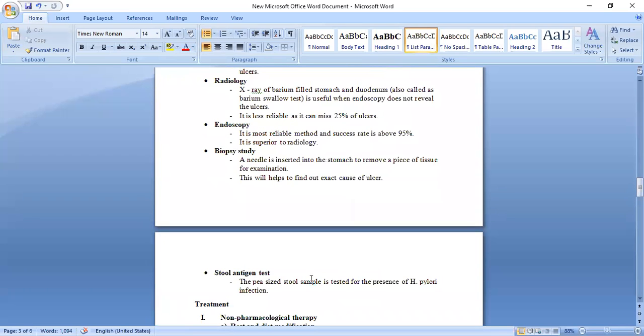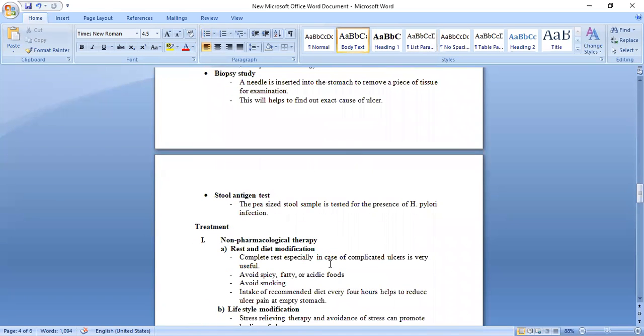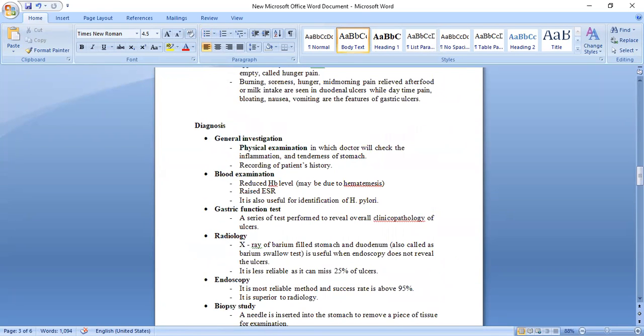Now the stool antigen test. Stool antigen means we have to check our stool. We have to give a pea-sized stool sample, and it will be tested for the presence of H. pylori infection. Only a pea-sized stool sample we have to give. So these are our diagnosis.